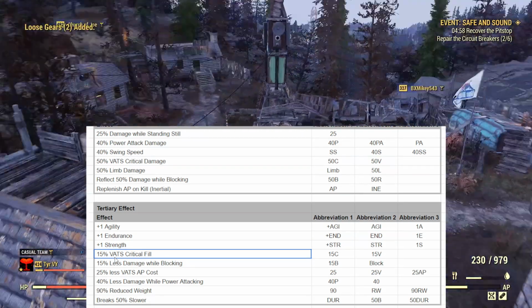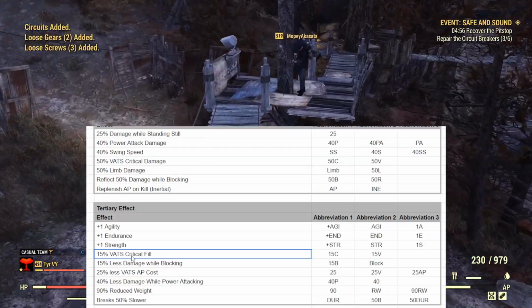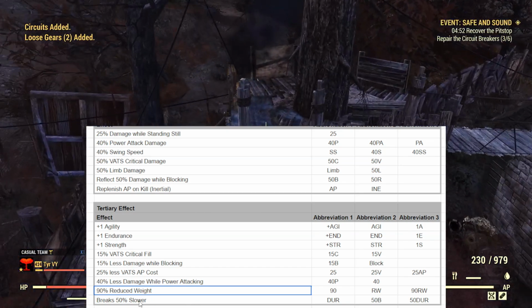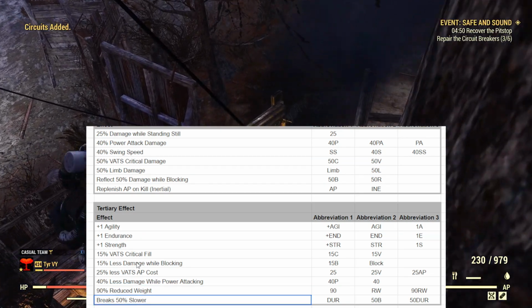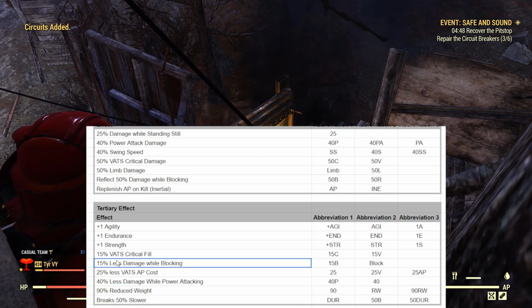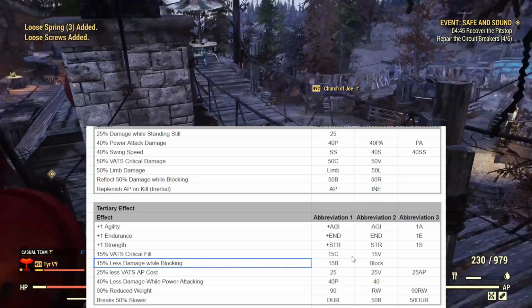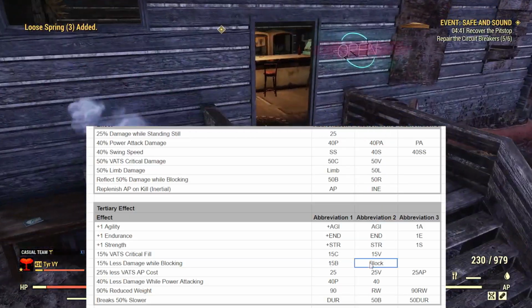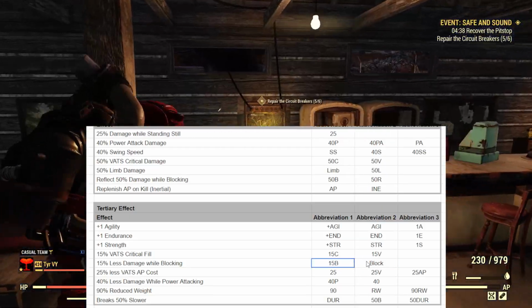We have also already covered 15% critical fill in the previous section, as well as less VATS cost and 90% reduced weight and break slower. So those were already covered in the ranged weapons section, which just leaves 15% less damage while blocking, which people typically write block or 15B. These are both very viable, you can use either one interchangeably.